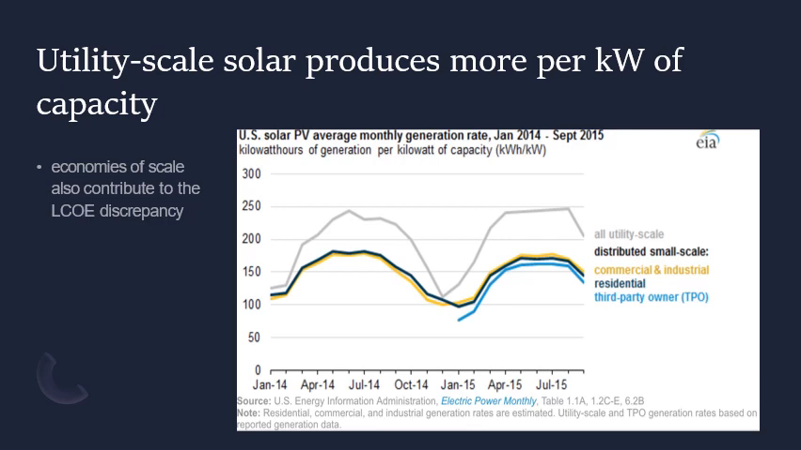Utility scale solar produces more per kilowatt of capacity, so they're more efficient. This is what this graph is showing. This graph shows solar PV average monthly generation for all utility scale in the light gray, that's the highest, and the distributed small scale is the dark gray or blue there.